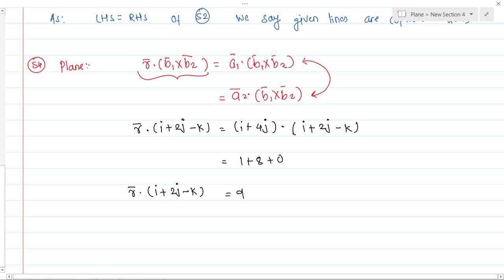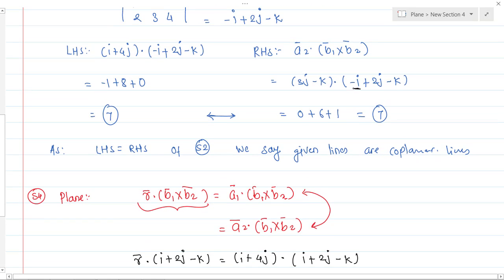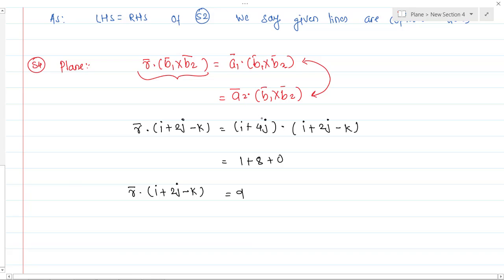Oh, we have made a mistake here. Our b1 bar cross b2 bar is nothing but a minus. Okay, so I have taken plus here, so it should be equal to minus. Let me cross verify this.